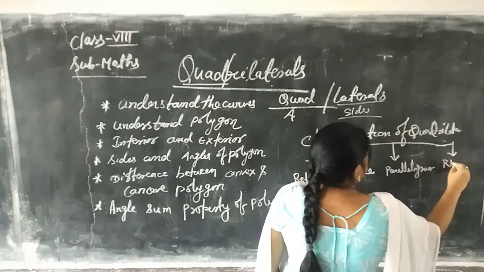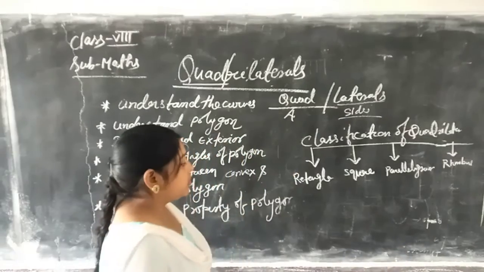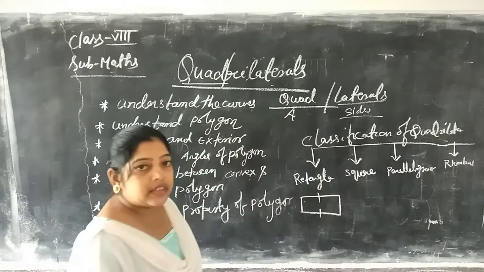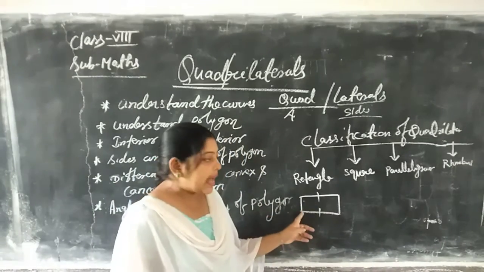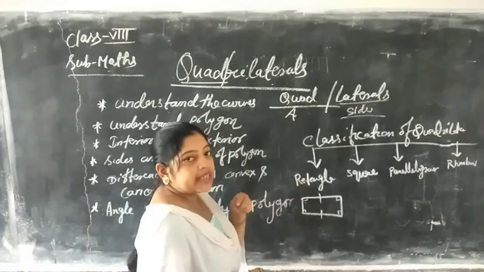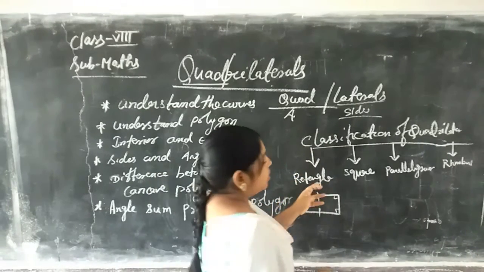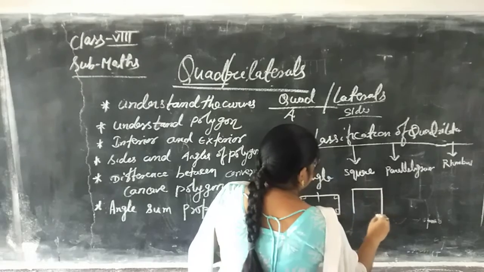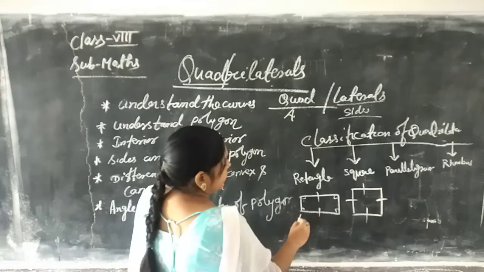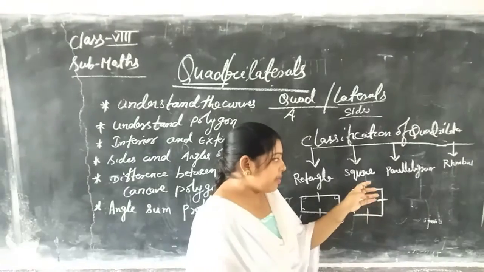Rhombus, and another figure also, the trapezium. So rectangle also has four sides, but a rectangle has opposite sides equal and parallel, and each angle is 90 degrees. These are the properties of a rectangle, but that figure is what? A quadrilateral, since the rectangle has four sides. Square also has four sides, but the property of a square is that all sides are equal. A rectangle has opposite sides equal and parallel, a square all sides equal and parallel.